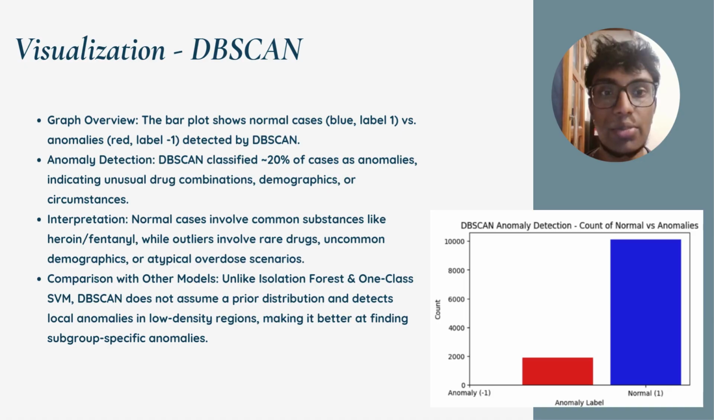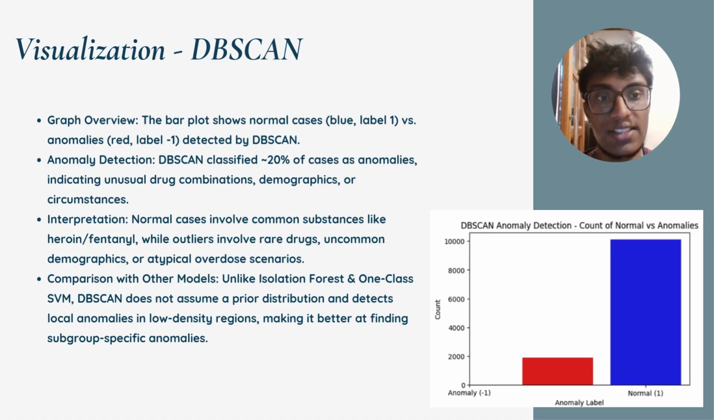DBSCAN, as a clustering-based anomaly detection method, groups closely packed data points and labels those in low-density regions as anomalies. In this case, the detected anomalies likely involve unusual drug combinations, rare demographic factors, or unexpected overdose circumstances. A typical heroin or fentanyl overdose would be categorized as normal, while overdoses involving rare synthetic opioids or uncommon polysubstance interactions might be flagged as anomalies.